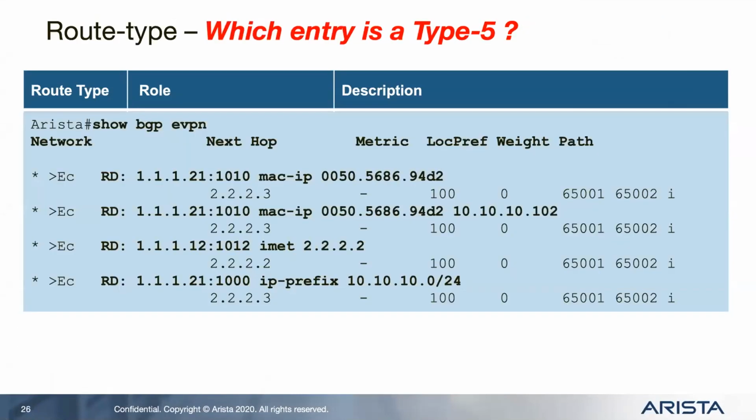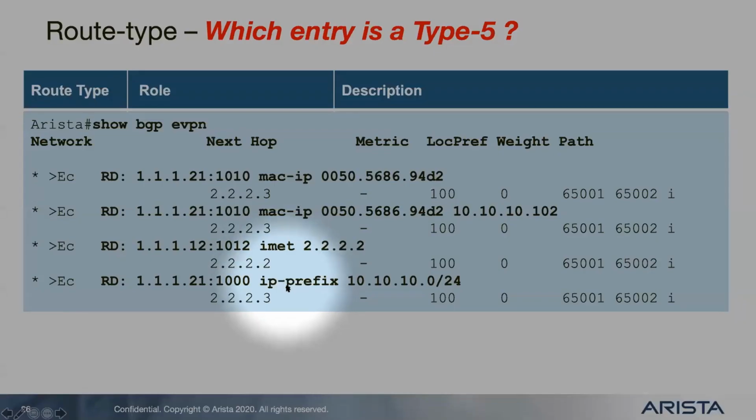And again, in my output, we're going to see that in a bit more detail, but where is the route type 5? Look at the names. It doesn't show as route type 5. The standard name is IP prefix.